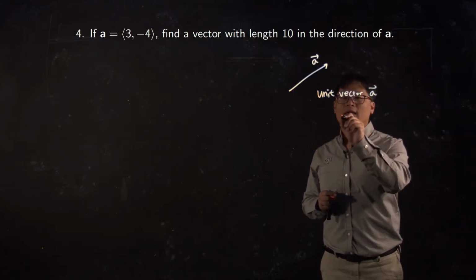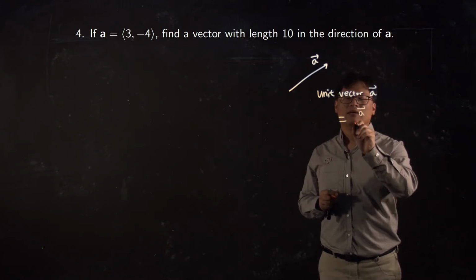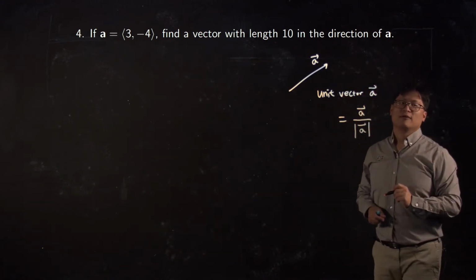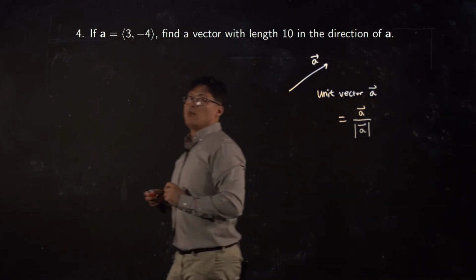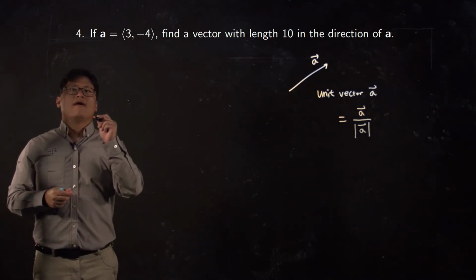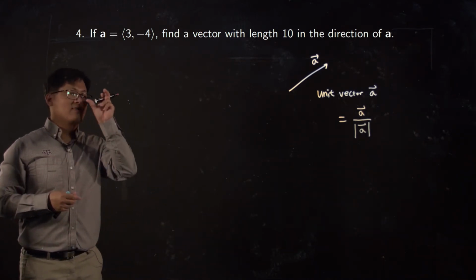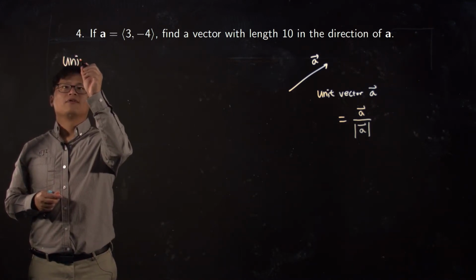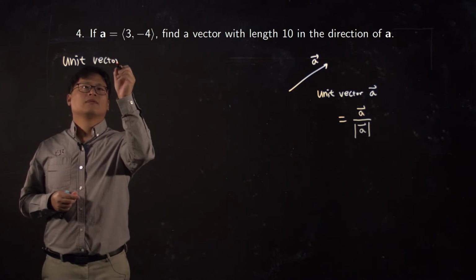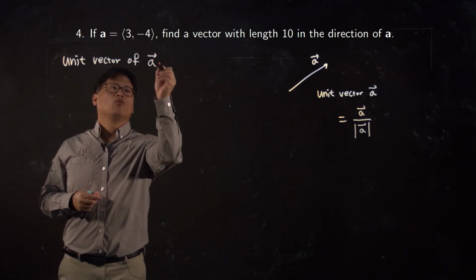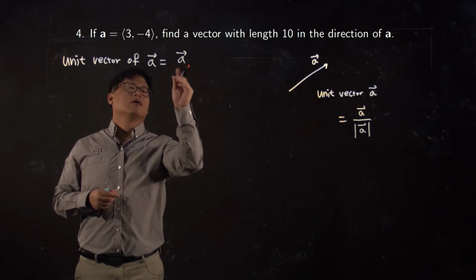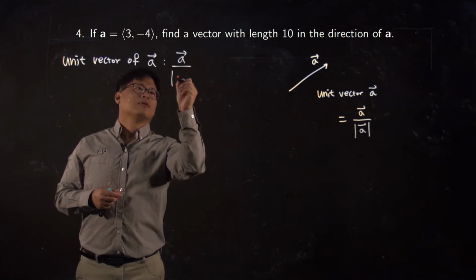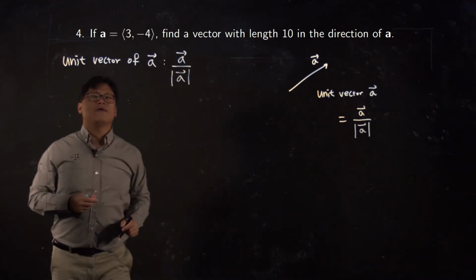So the unit vector of A is equal to vector A divided by the length of your vector. This is the unit vector. Is that okay? So for this problem, we're going to apply the same technique. Look at that. Vector A is given, then we're going to make it length 10 in the same direction, okay? As I told you, we're going to start from the unit vector first, which is vector A divided by its length. That is the unit vector, okay?